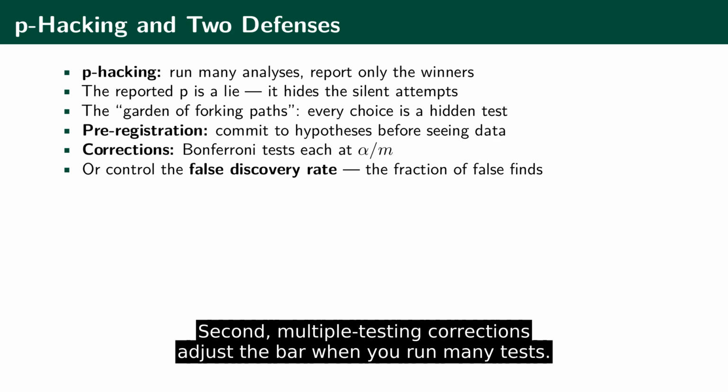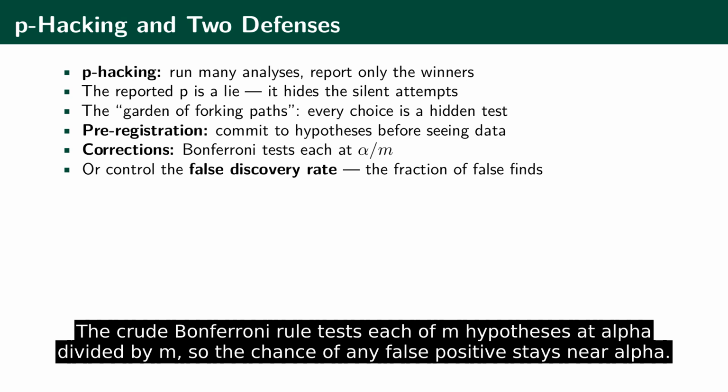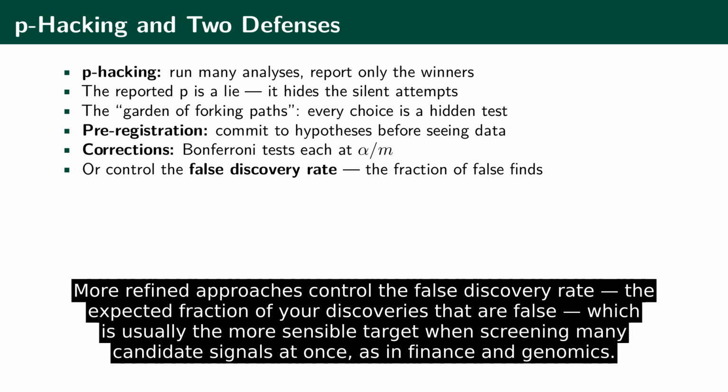Second, multiple testing corrections adjust the bar when you run many tests. The crude Bonferroni rule tests each of m hypotheses at alpha divided by m, so the chance of any false positive stays near alpha. More refined approaches control the false discovery rate, the expected fraction of your discoveries that are false, which is usually the more sensible target when screening many candidate signals at once, as in finance and genomics.